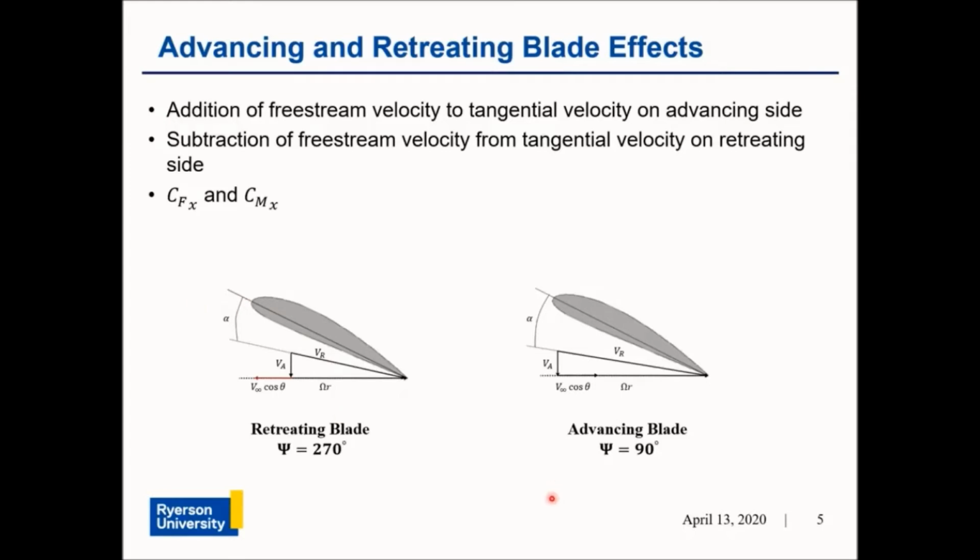This velocity differential results in more lift being produced on the advancing blade than the retreating blade, causing an imbalance that results in a rolling moment to the left about the longitudinal x-axis. The blade profile drag is also higher on the advancing side due to this velocity differential, resulting in a net drag force on the rotor disc acting rearwards.